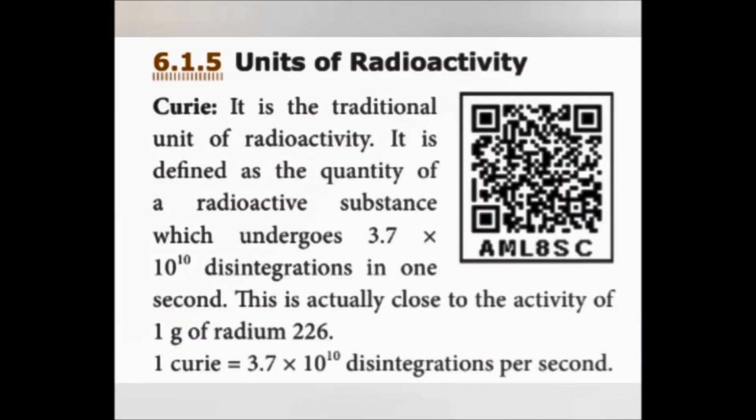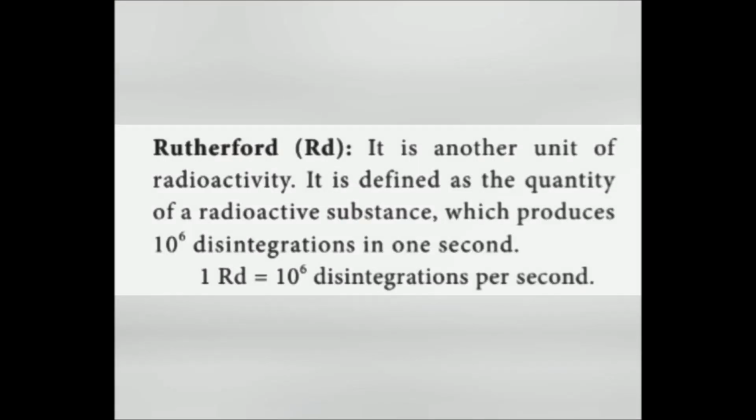Define 1 Curie. It is the traditional unit of radioactivity. 1 Curie is equal to 3.7 × 10^10 disintegrations per second. Define Rutherford. It is another unit of radioactivity. It is defined as the quantity of radioactive substance which produces 10^6 disintegrations in 1 second. That is, 1 Rutherford equals 10^6 disintegrations per second.